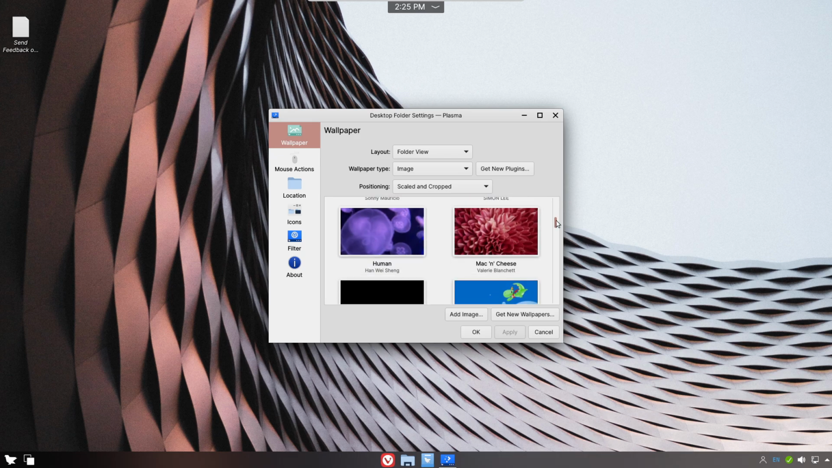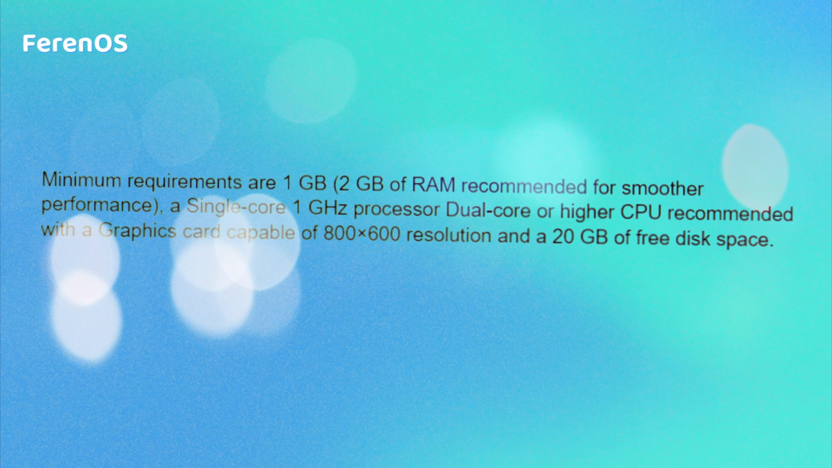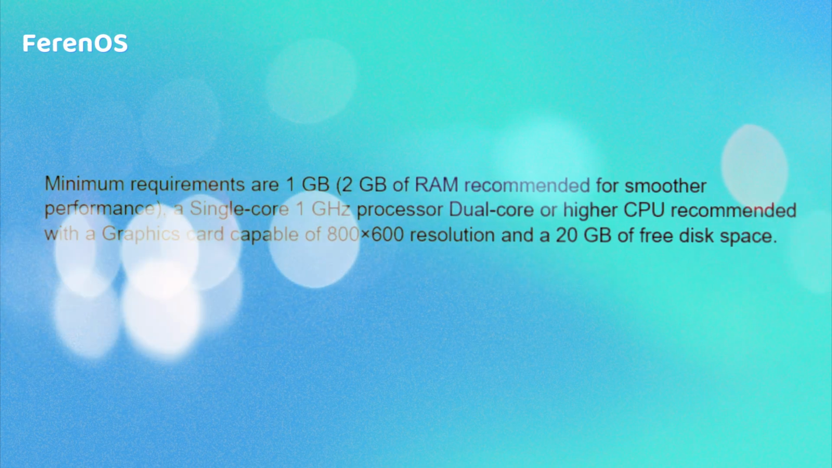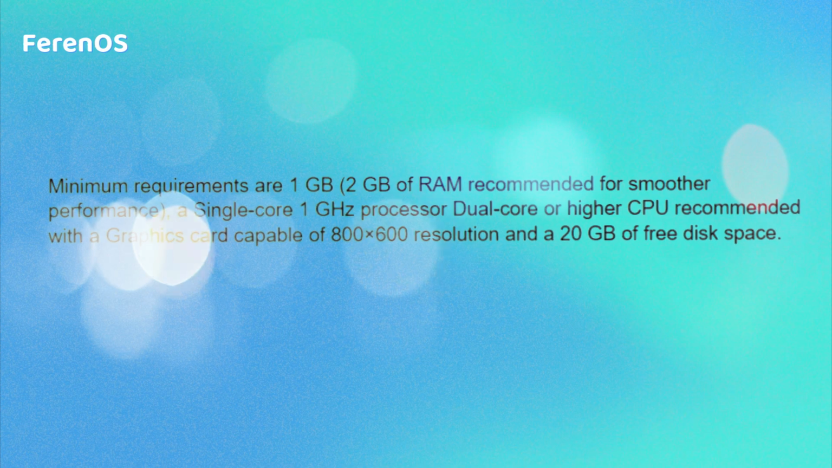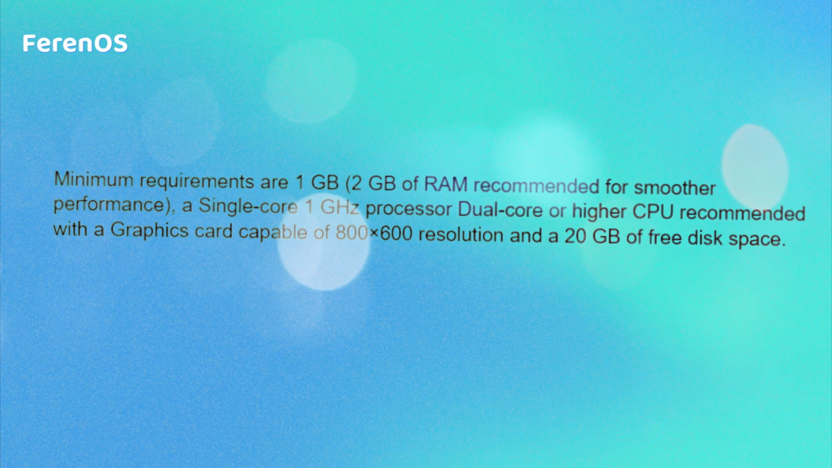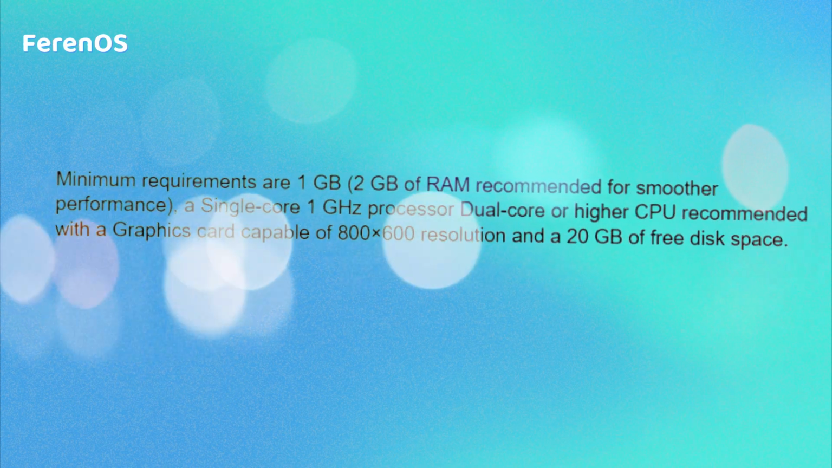So what kind of hardware do you need to run Feren OS? Here are the general system requirements. Minimum requirements are 1GB RAM, with 2GB recommended for smoother performance. A single core 1 GHz processor, dual core or higher CPU recommended, with a graphics card capable of 800x600 resolution and 20 GB of free disk space.